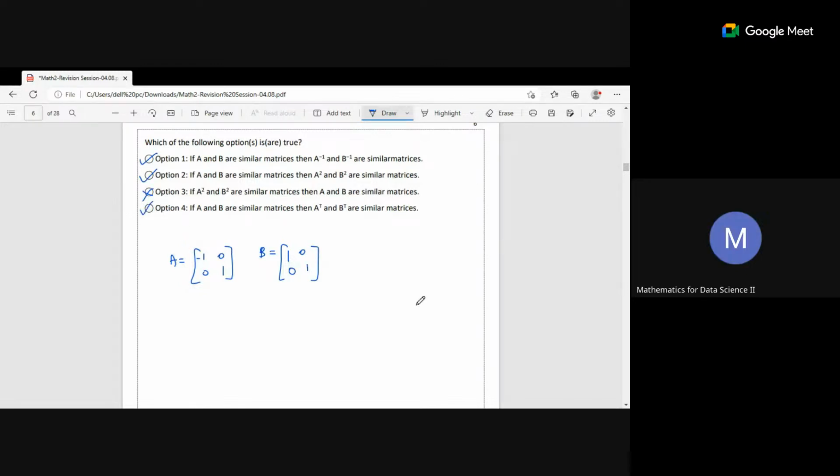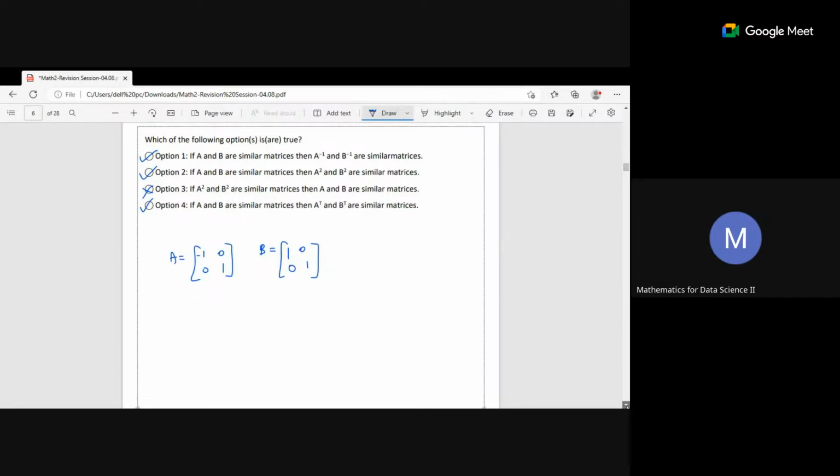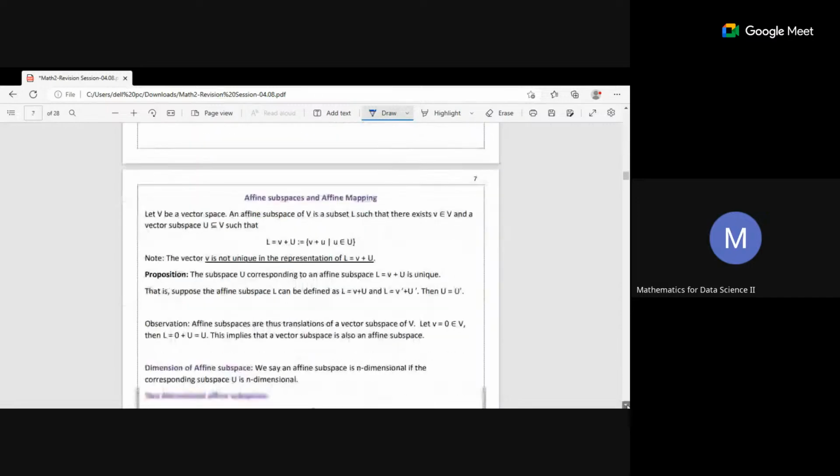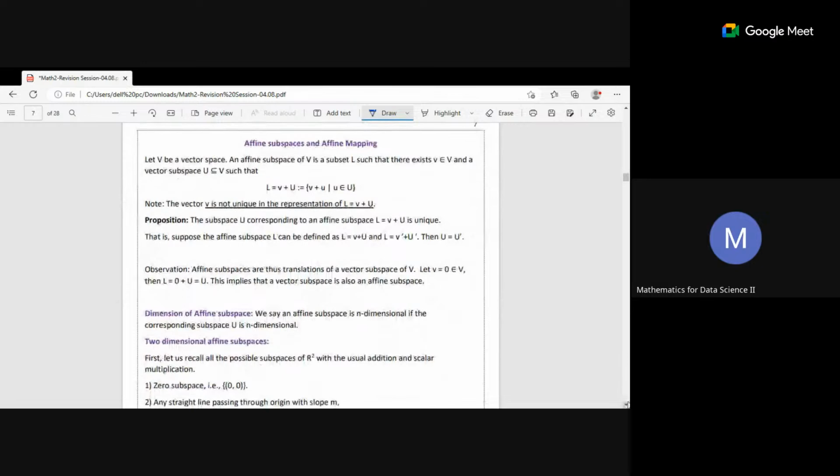So the next topic is affine subspaces and affine mapping. What are affine subspaces? Let us consider a vector space V. An affine subspace of V is a subset L such that there exists a vector v in V and a vector subspace U of V such that L can be represented as v plus U. So basically, you have a subspace U of V and then any vector v from V, then v plus U is an affine subspace. That's all.